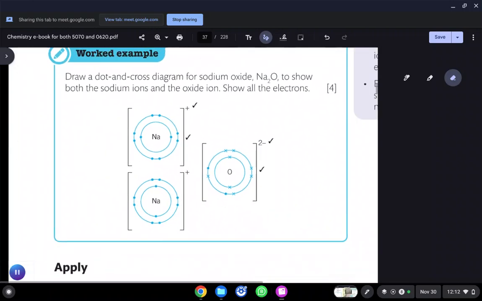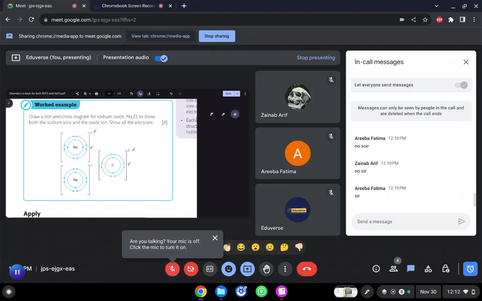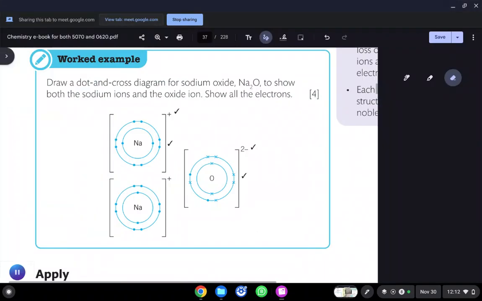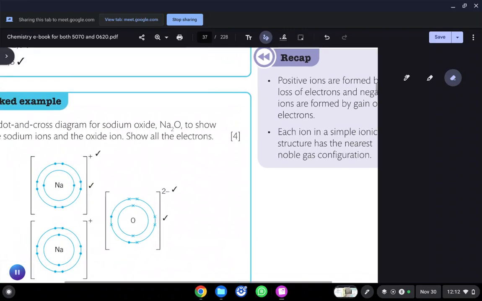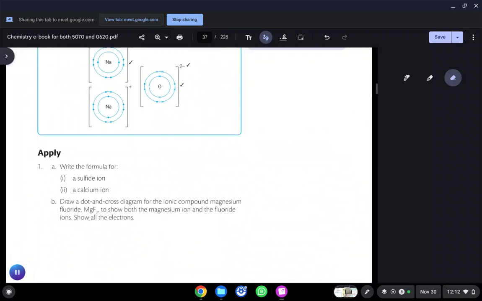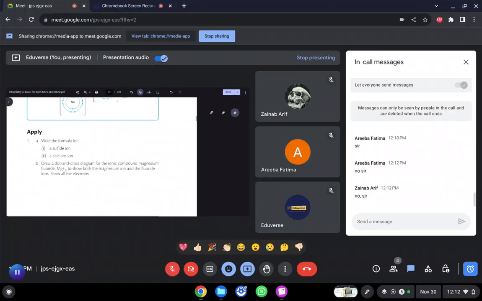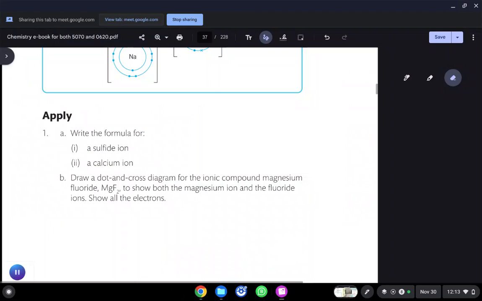All right, any problem in this dot and cross diagram? Yes, Ariba, would you like to ask anything? All right, no need for recap now. Time to apply the knowledge. Okay, time to apply the knowledge.